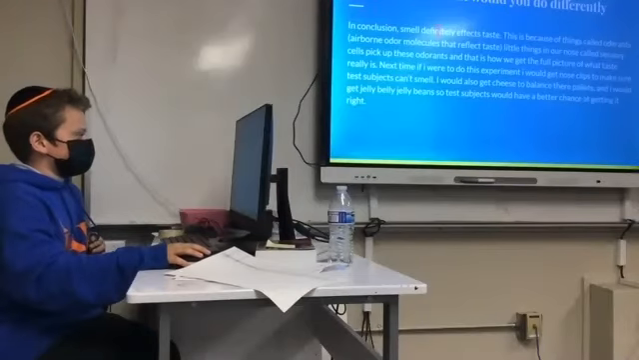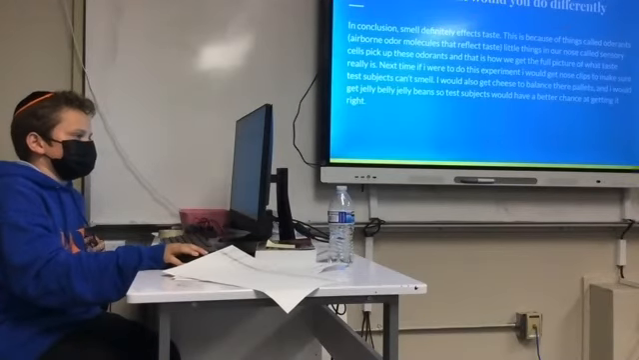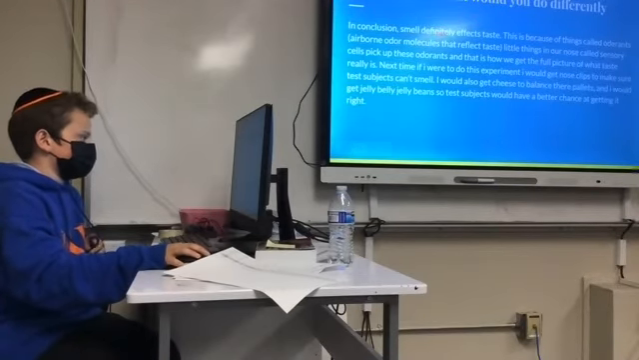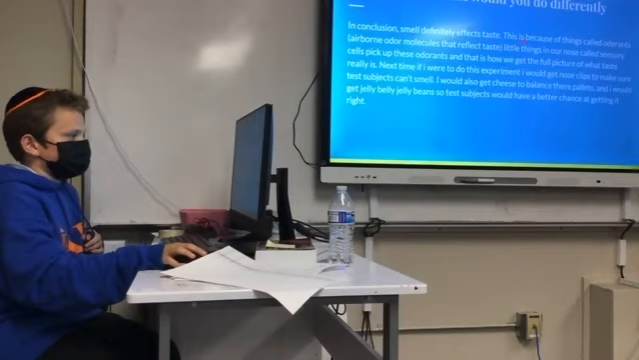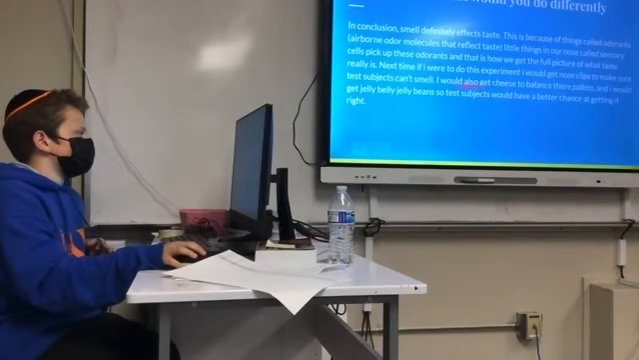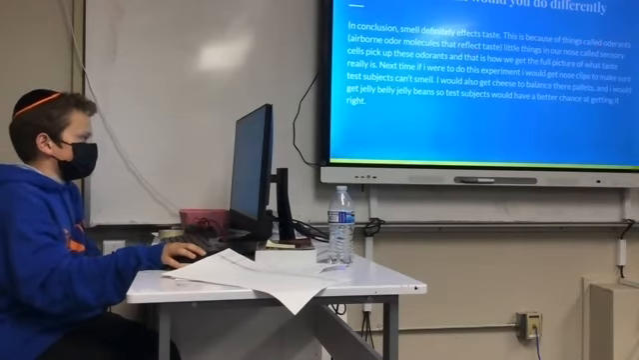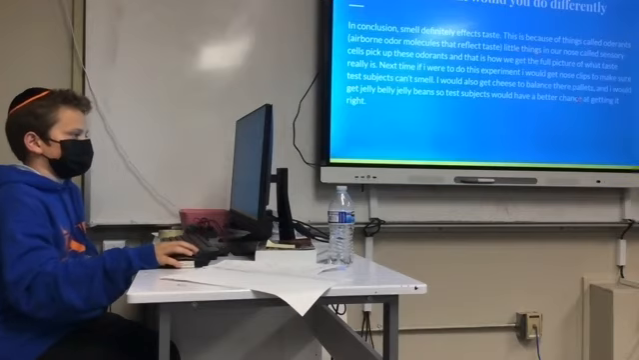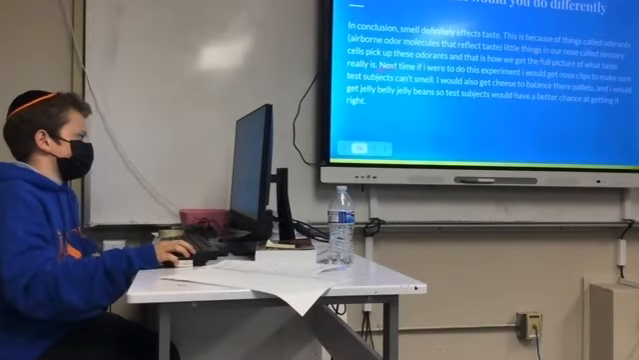In conclusion, smell definitely affects taste. This is because of things called odorants, airborne odor molecules that affect taste. Little things in our nose called sensory cells pick up these odorants, and that is how we get the full picture of what taste really is.